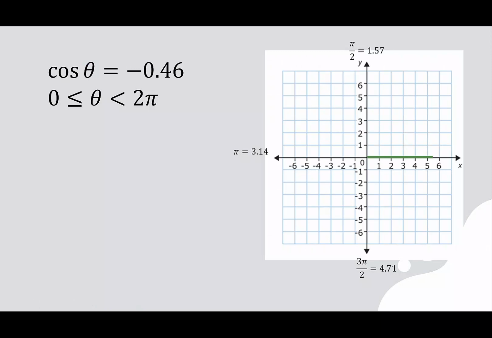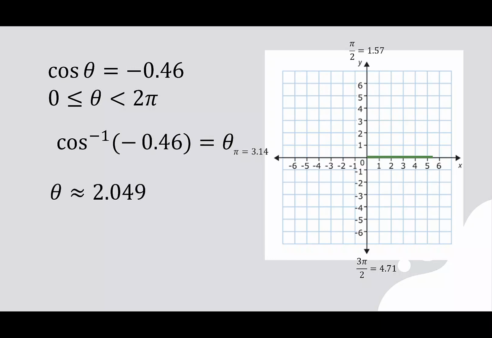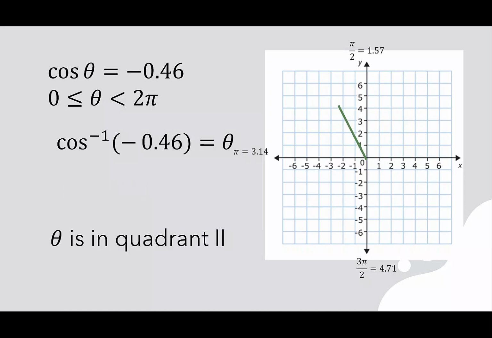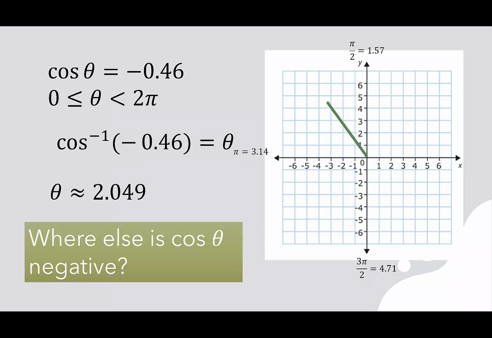This time I'm going to bring in cosine. So I'm given cosine of theta is negative 0.46, and like before, theta is from 0 to 2 pi. I'm going to rewrite this as cosine inverse of negative 0.46 is theta, and use my calculator to find that theta is about 2.049. We can look at the labels for the axis to see where the 2.049 is going to fall, and you'll see that theta is in quadrant 2. So I want you to think, where else is cosine of theta going to be negative? Cosine is positive in quadrants 1 and 4, which means it's negative in quadrants 2 and 3.